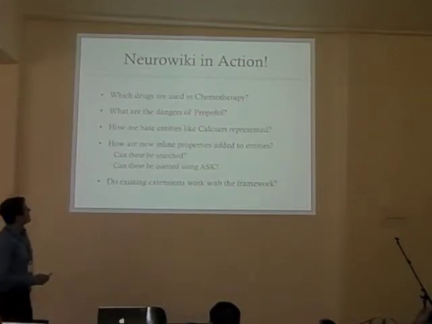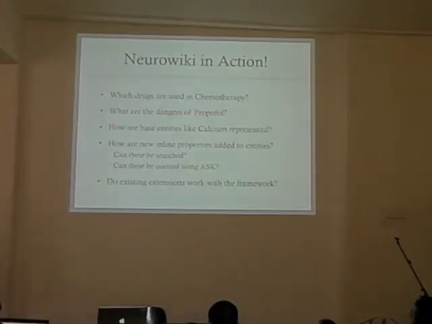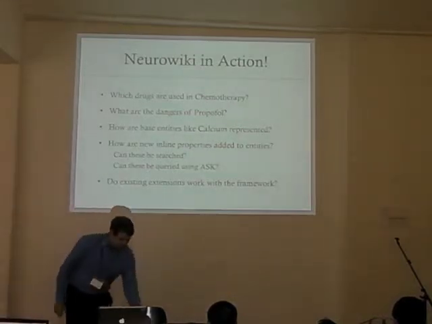And let's see it in action. So I'm going to sit down and show you a couple of different browsers I have open. One of them is the chemotherapy path. That was the interesting thing I found. I was able to find the drugs that are actually used in chemotherapy just by looking at our graphs. Another one is the dangers of propofol. How are base entities like calcium represented? We have searching, and mainly this segues into, do the existing extensions work with the framework?